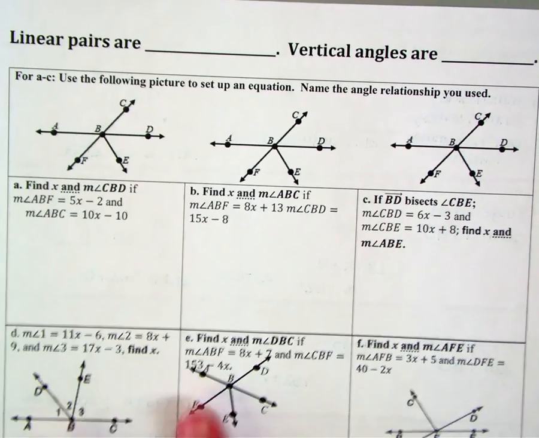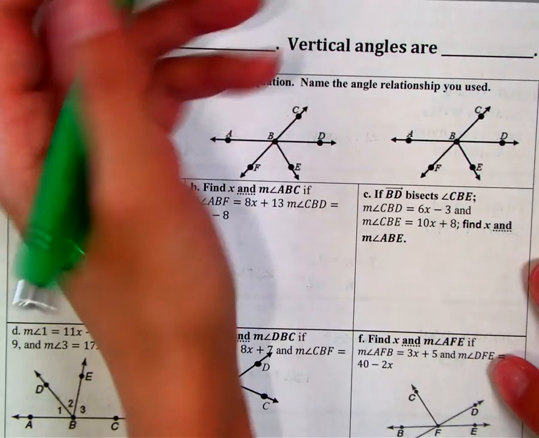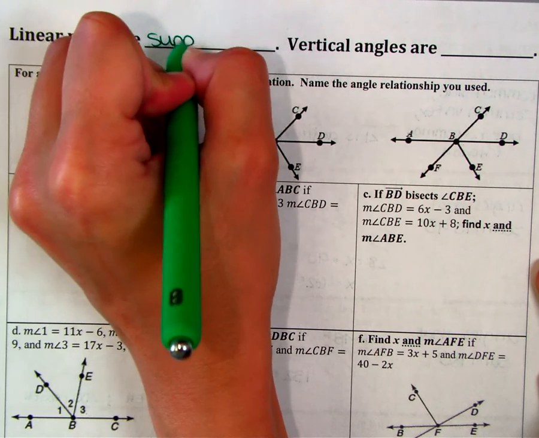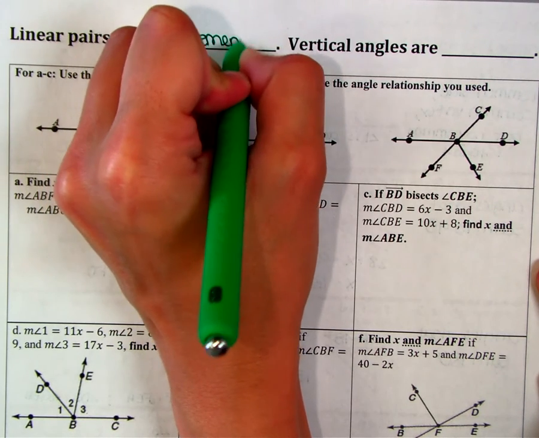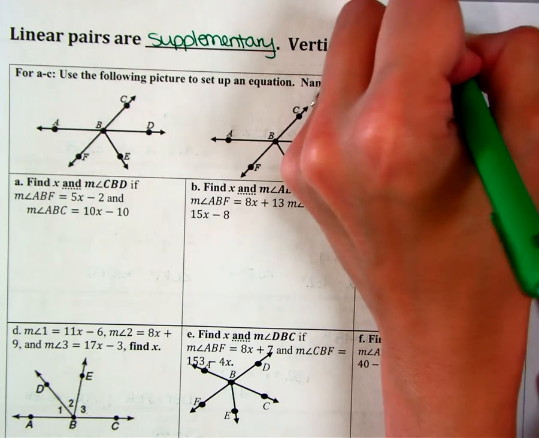Big picture, linear pairs are supplementary. Vertical angles are congruent.